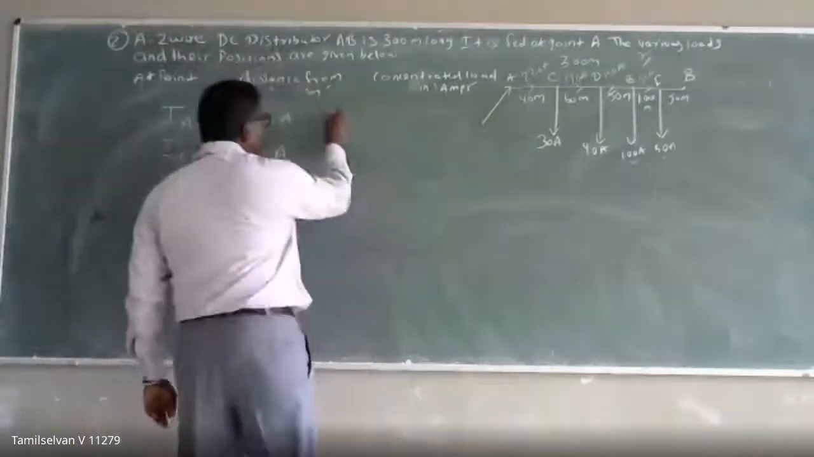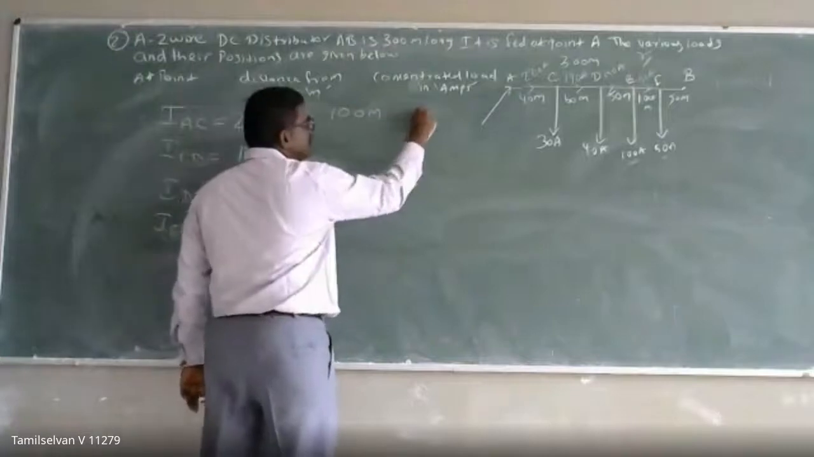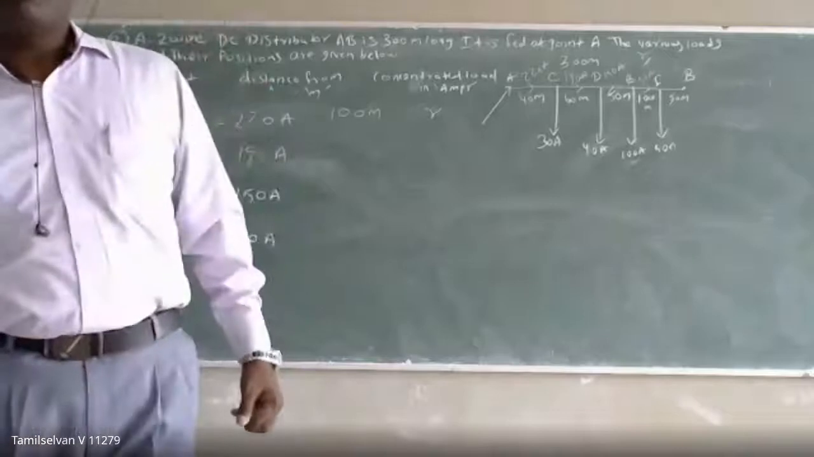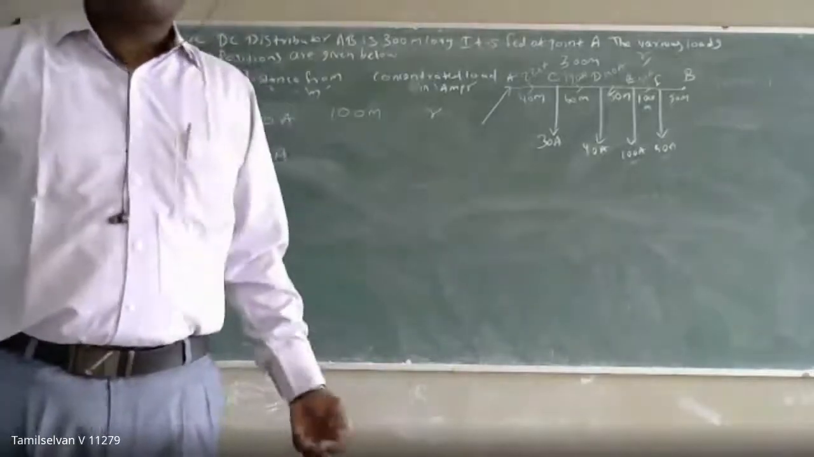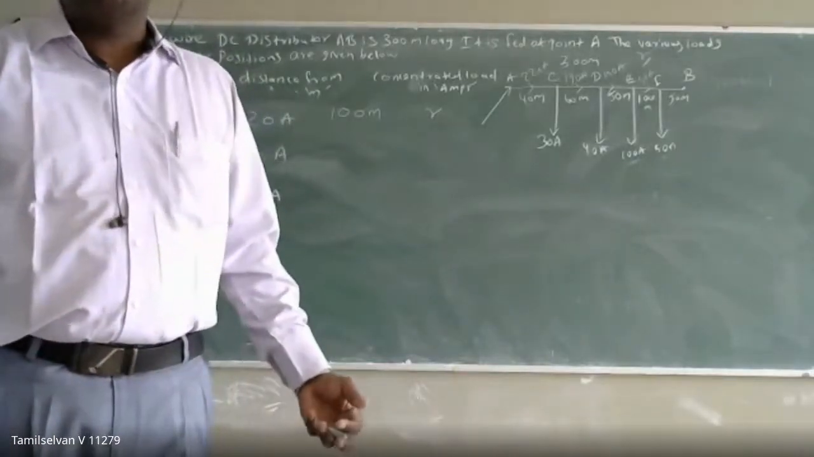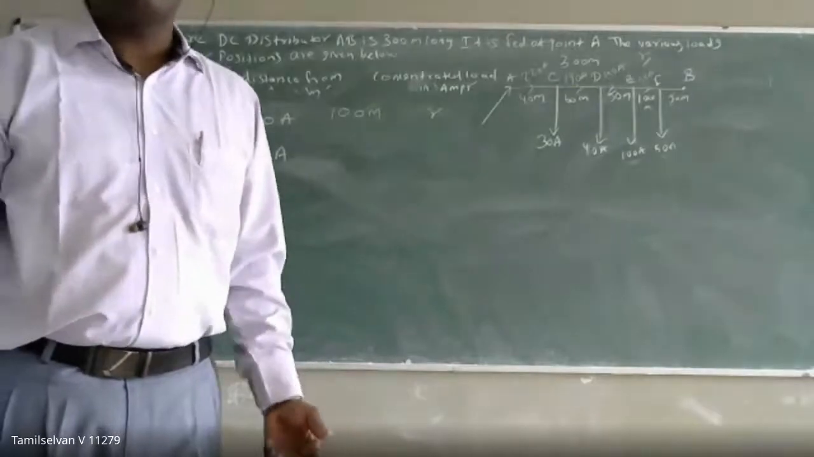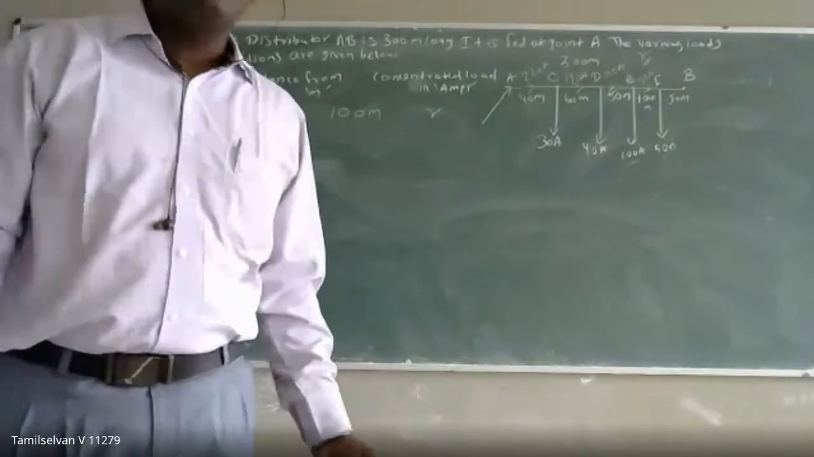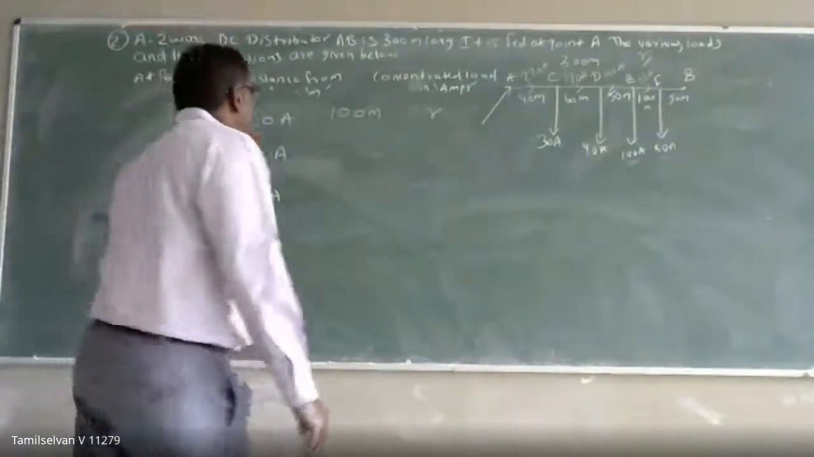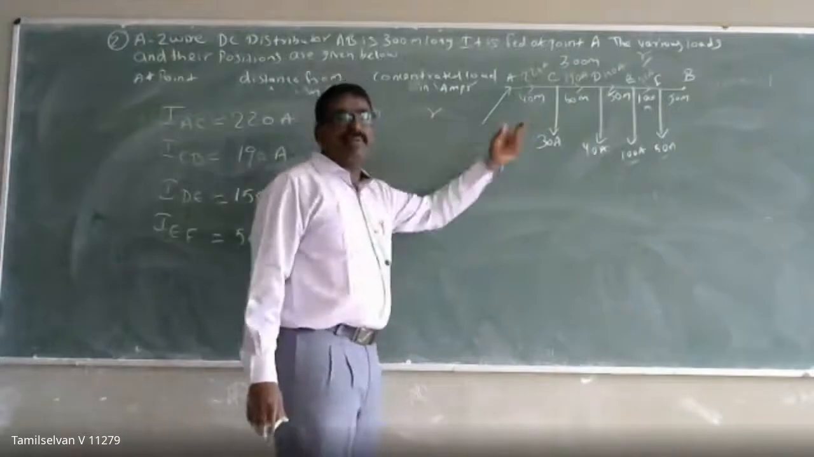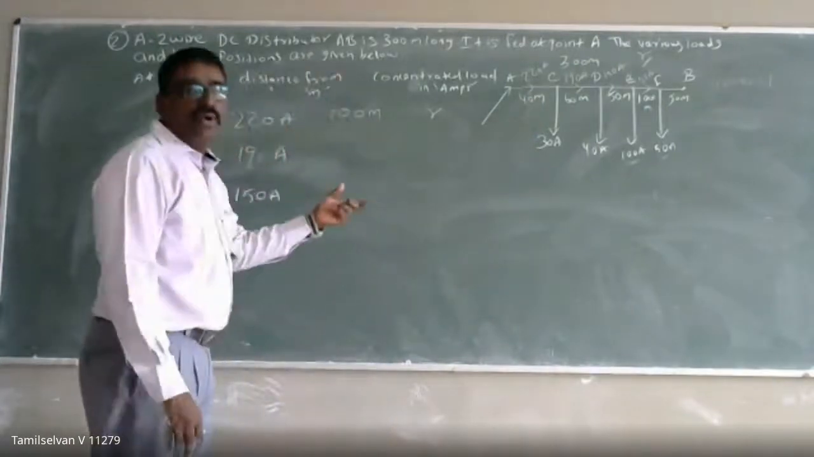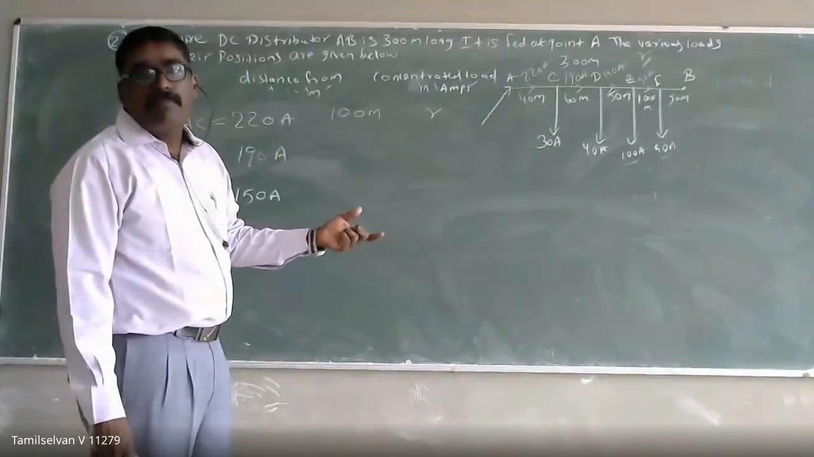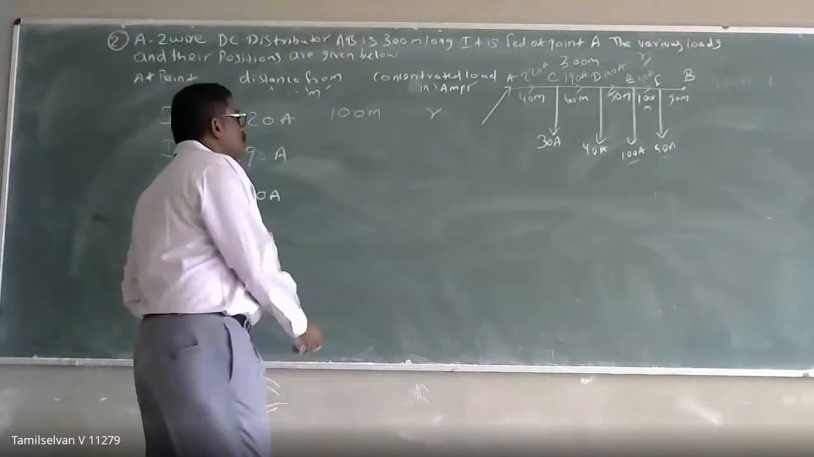Here I am assuming that for 100 meter length, the resistance value is equal to R. Suppose the resistance of the distributor for 100 meter length is R ohms. Then I can calculate the resistance for each and every section. 100 meters is R, so what about my 40 meters? 40 by 100 into R, so it is 0.4 R.